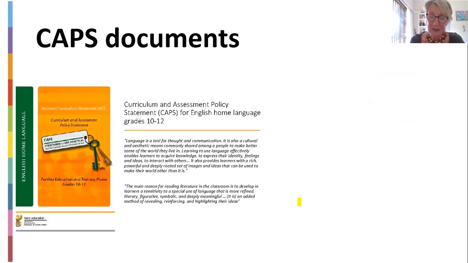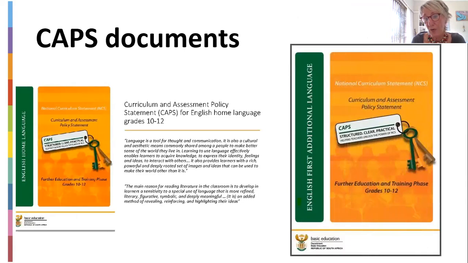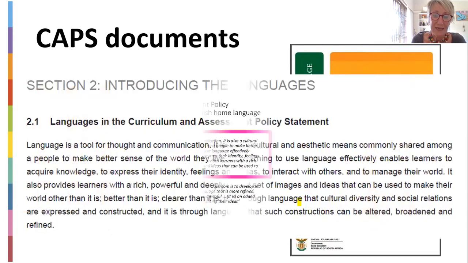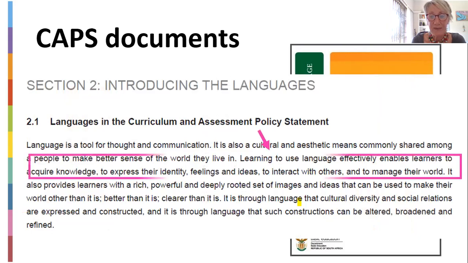Okay, all those ticks, all those things that are important to show that they have actually moved on. So for the CAPS document, this is what it looks like, and that's grades 10 to 12. We're going to look at this little paragraph, and I'm going to highlight it now, especially that learning to use a language will enable your learners to acquire knowledge. So you're not just teaching them English, you're helping them to acquire knowledge, because they're going to learn for reading for meaning and reading for learning. You're going to help them to express their identities, their feelings, and how to interact with others, and how to manage the world. So if they can use language, they can do all of this.